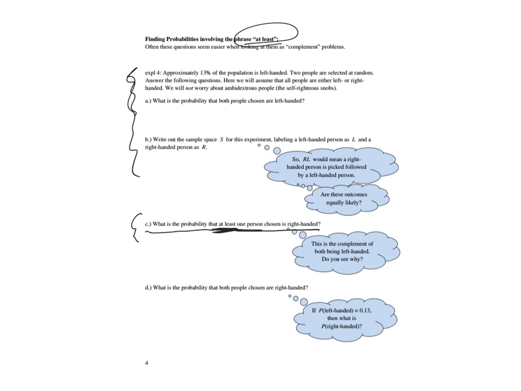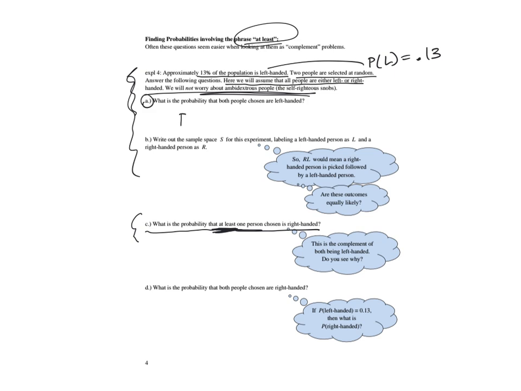All right, so I have here approximately 13% of the population is left-handed. I am going to interpret that as the probability of left-handed is 13% or 0.13. I'm using that notation, P of L, meaning left-handed, but whatever notation you want to use is fine. 2 people are selected at random. Answer the following questions. Here we will assume that all people are either left or right-handed, and we're not going to worry about those ambidextrous snobs out there.